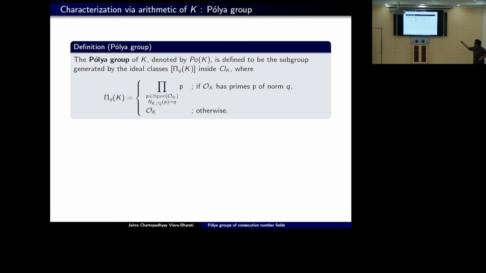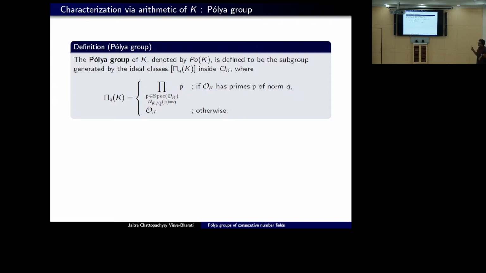No, actually, if Q is a prime power, then we have finitely many prime ideals of that norm. We take all those, yes, and take the product. Now, if we change to another Q, then there will be some other prime ideals of that norm. We take the product and then we have a different element. Now we are generating a subgroup inside that ideal class group.